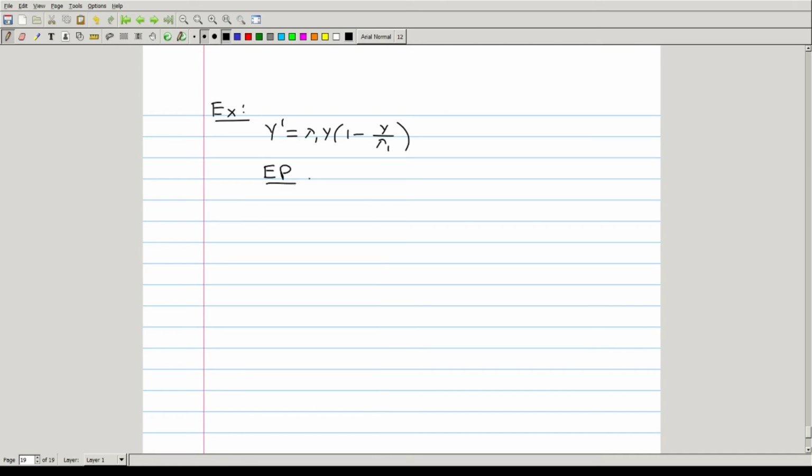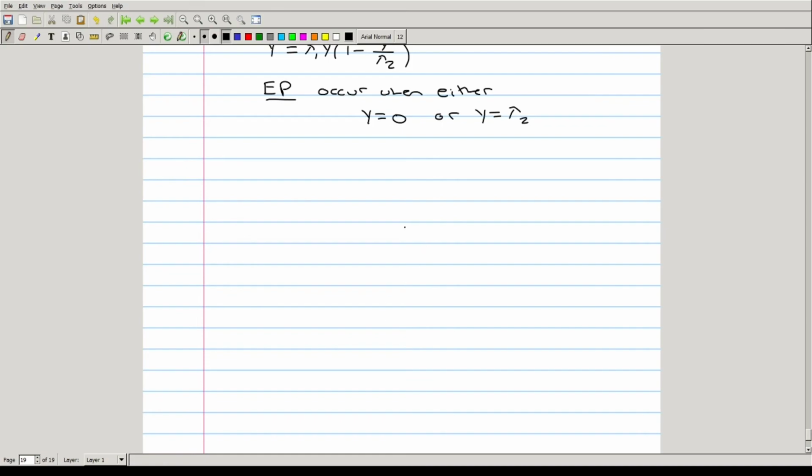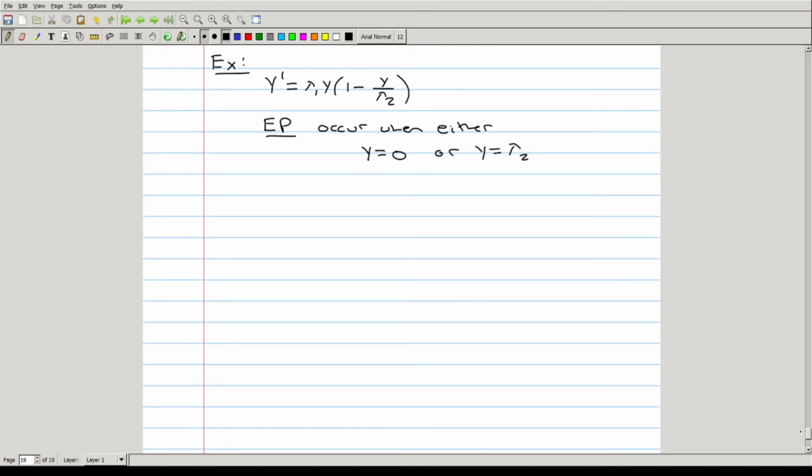The equilibrium points occur when, oh, not lambda 1 here, sorry, lambda 2, either y equals 0 or y equals lambda 2. So this means that our phase line diagrams are going to be a little bit more complicated. We have to go through and look at multiple scenarios.